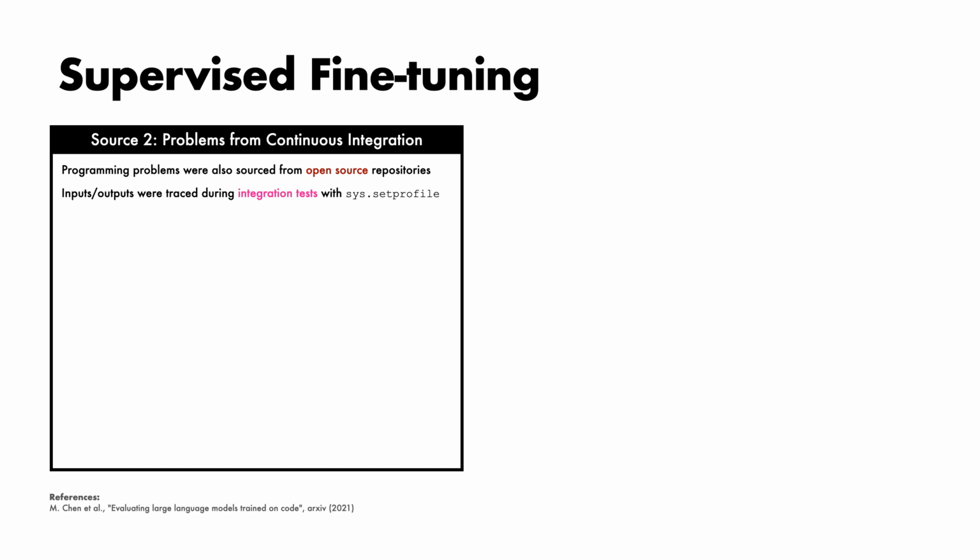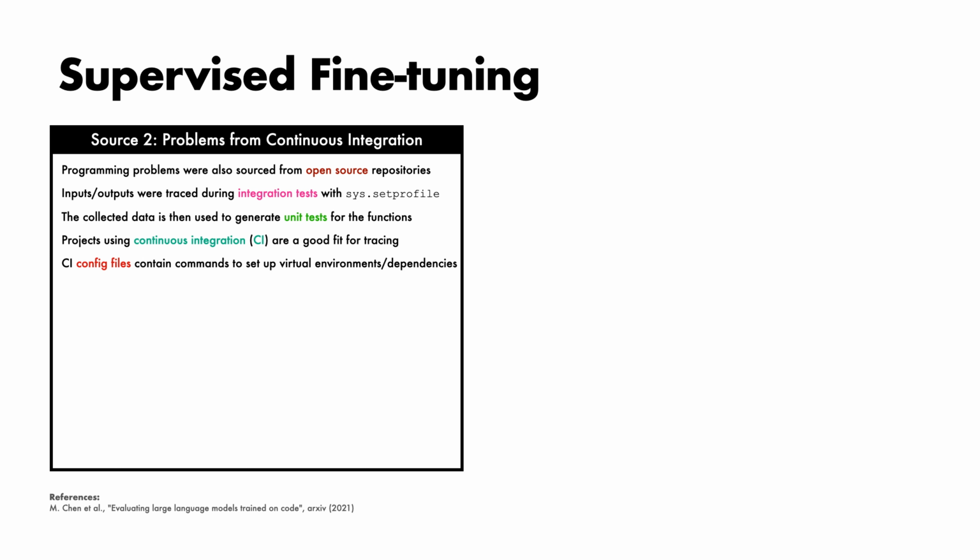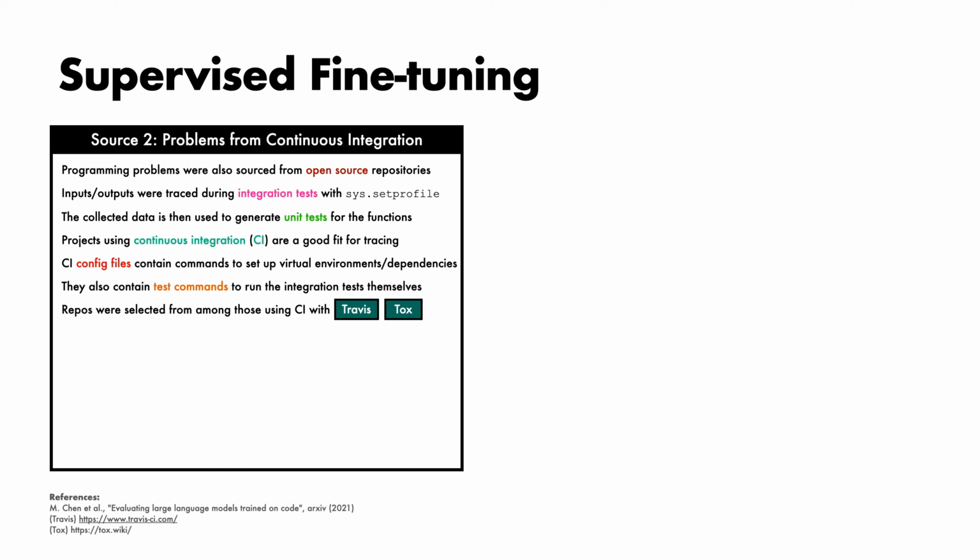After this step, the collected input and output data is then used to generate unit tests for the functions. The Codex authors note that projects that make use of continuous integration, or CI, are a particularly good fit for tracing, since continuous integration config files already provide the commands to set up the required virtual environments and install dependencies, as well as containing the test commands necessary to run the integration tests themselves. For this project, GitHub repos were selected from among those that used Travis and Tox, since these are two of the most popular continuous integration tools.